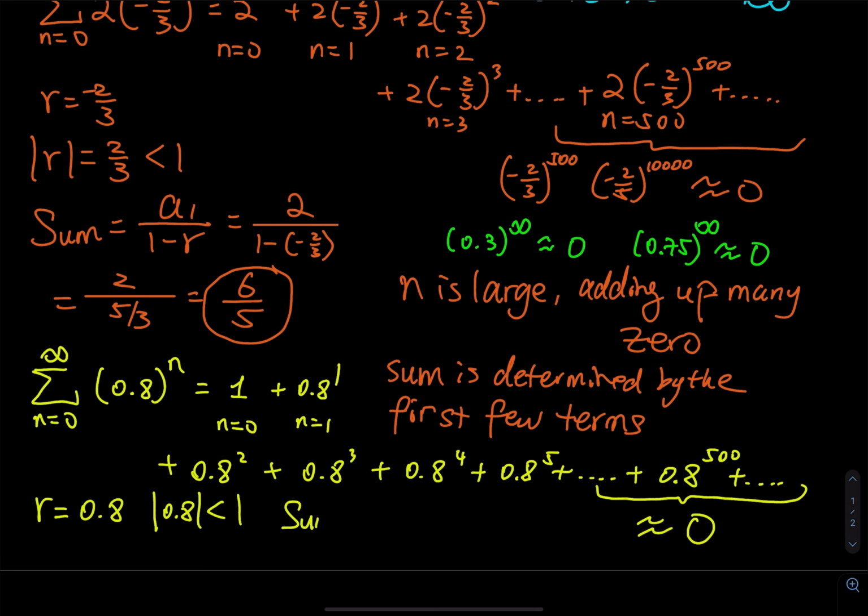So the sum is equal to a1 divided by 1 minus r, which is 1 divided by 1 minus 0.8. 1 divided by 0.2 is equal to 5. 0.2 is 1/5, so the sum is equal to 5. So even though you are adding up infinitely many terms, the sum is only determined by the first few terms. Let's see the last question.